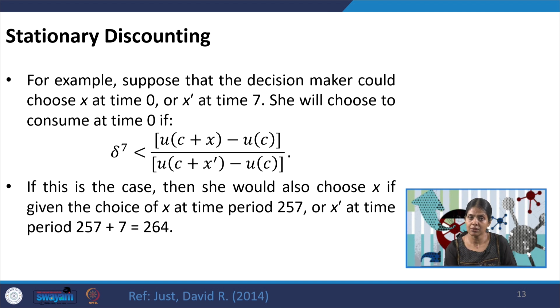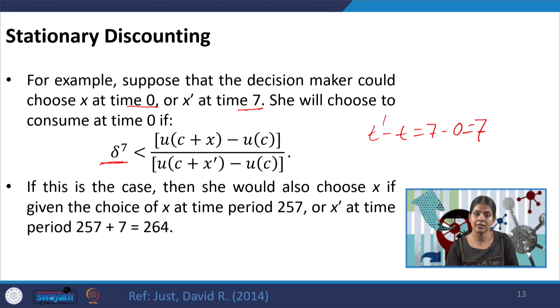Suppose that the decision maker could choose x at time 0 and x prime at time 7. So she will choose to consume at time 0 if delta to the power 7, which is basically the difference between t prime and t, here 7 minus 0 equals 7, is less than this expression. If this is so, then the individual will choose to consume x at time 0.